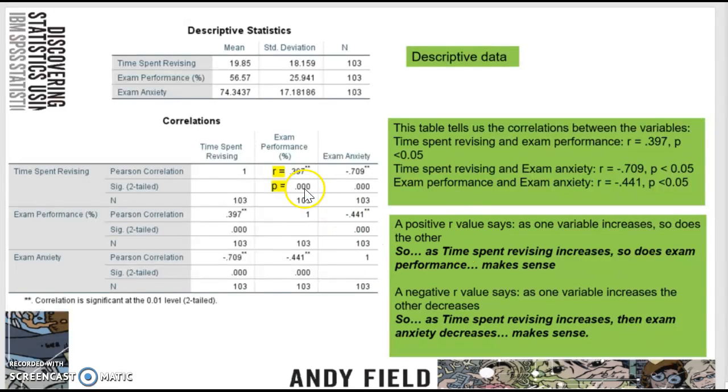So a positive R value, so this 0.397 means that as time spent revising increases, exam performance increases. This negative value right here, as exam performance increases, exam anxiety decreases. All right, so that's how you interpret your correlations.